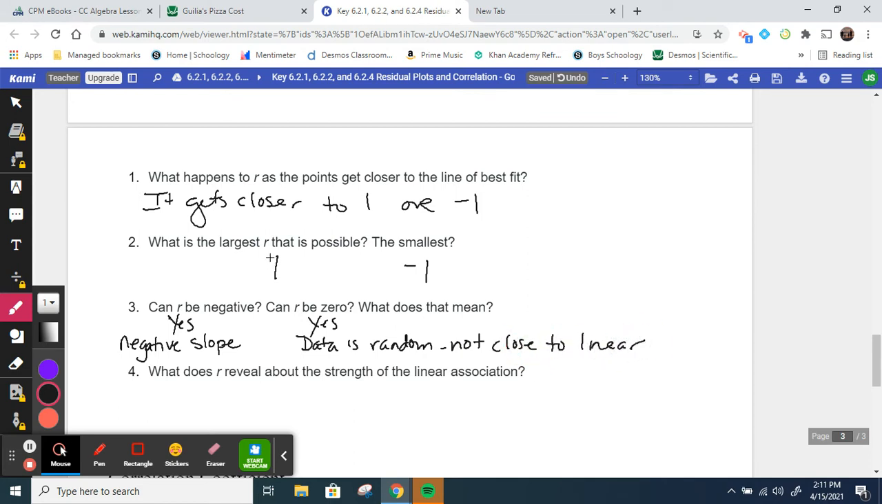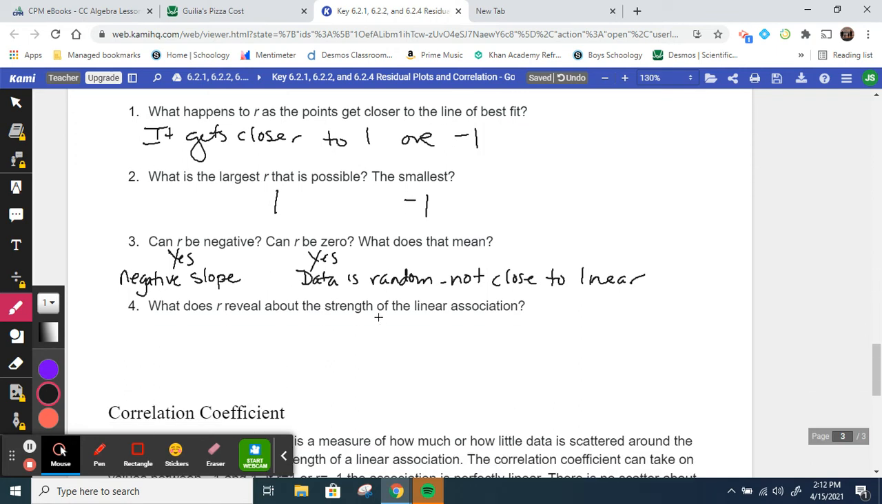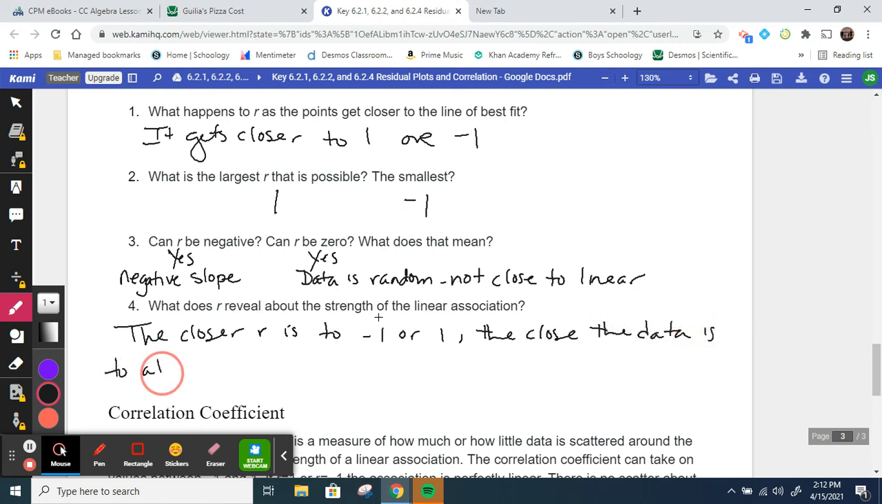So then what does R reveal about the strength of the linear association? The closer your R value is to either 1 or -1, the closer the data is to being a line. And when it's negative, that means it's a decreasing line, with a negative slope. And if it's positive, it is an increasing line with a positive slope.